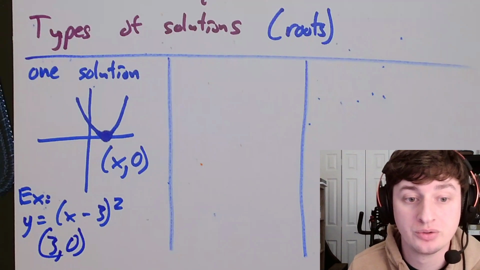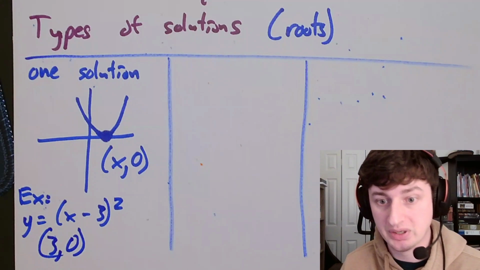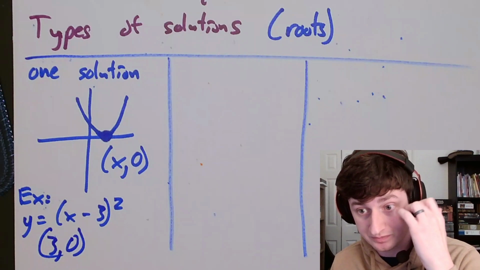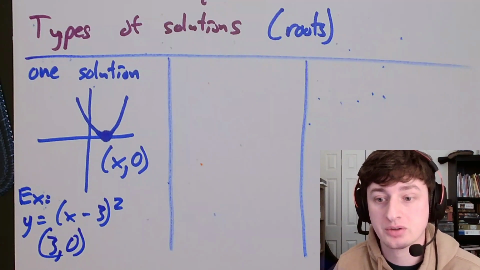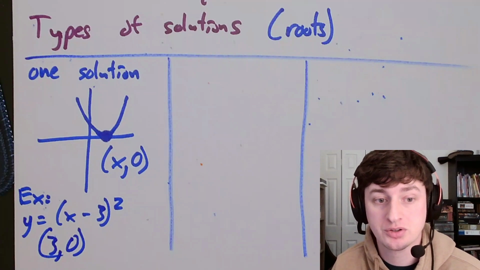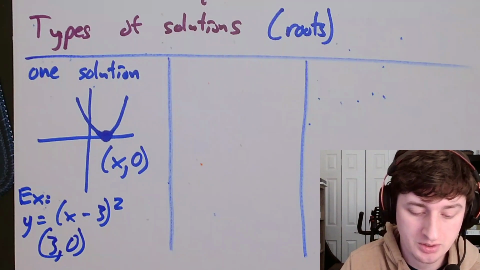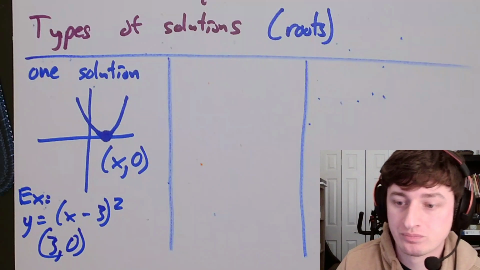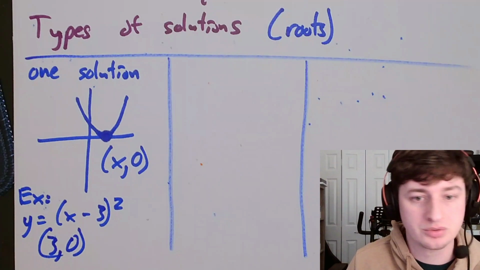We'll talk more about how to do these in a bit, how to solve them. But for now, we're just saying, okay, it's possible that there's only one solution. It only crosses at one point. That marker doesn't work. This one does, though.